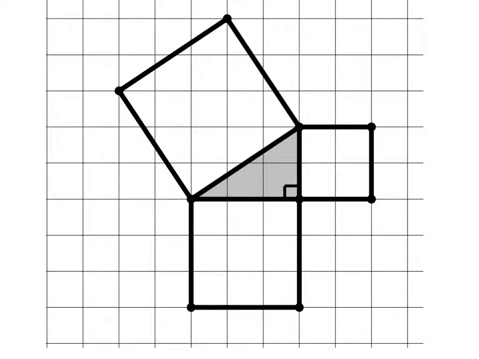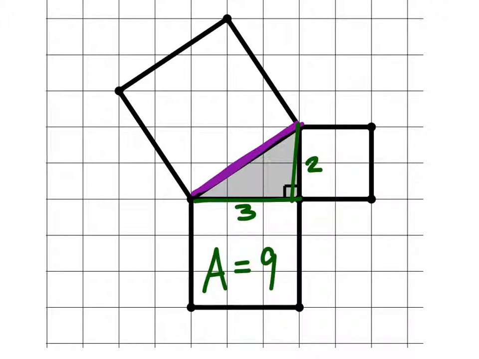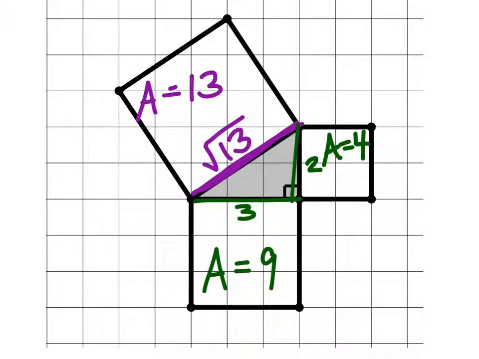Alright, so on this one, again, the idea for us is to be able to find the length of the hypotenuse. So we can look at this side length, which is 3, and that's a leg. And this side length is 2, which is also a leg. So the area of this square is 9, and the area of this square is 4. So the area of these would be 9 plus 4, 13, which means the side length of the hypotenuse is the square root of 13.